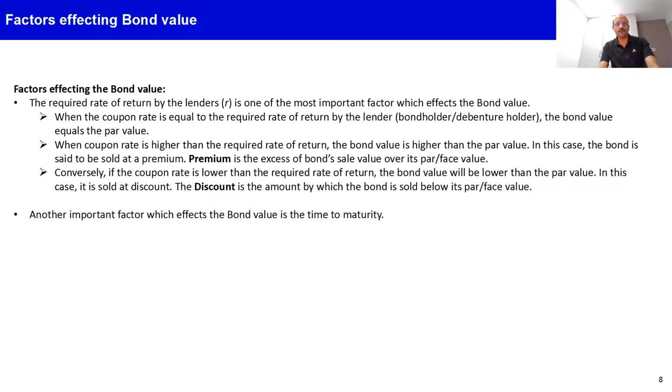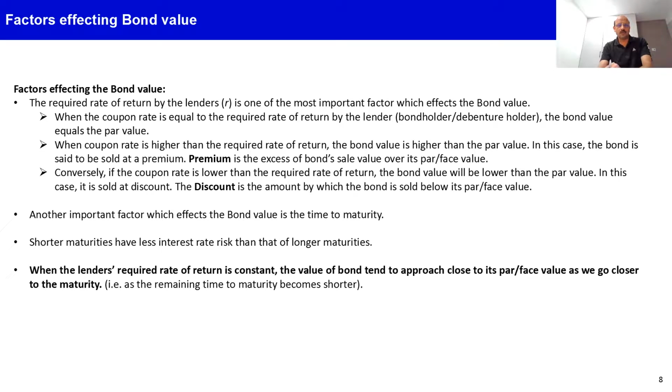Another important factor which affects the bond valuation is the time remaining or time left to maturity. So a shorter maturity period means the interest rate risk will be lower, and a longer maturity means the interest rate risk is higher. So if the time left to maturity is longer, the investors will require a higher discounting rate to cover their interest rate risk, and that's why the value of the bond will also be proportionately lower.